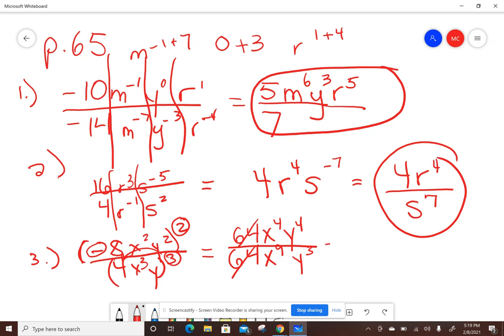64 over 64 cancels out. X to the 4 minus 9 becomes x to the -5. Y to the 4 minus 3 becomes y to the 1st. And again, I can't have a negative exponent, so I move x to the 5th in the denominator, and that's the final answer, y over x to the 5th.